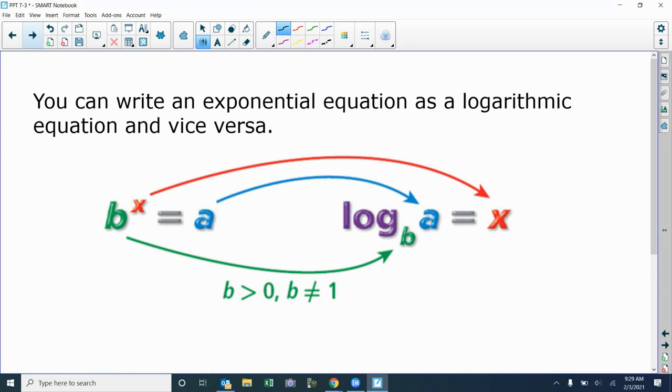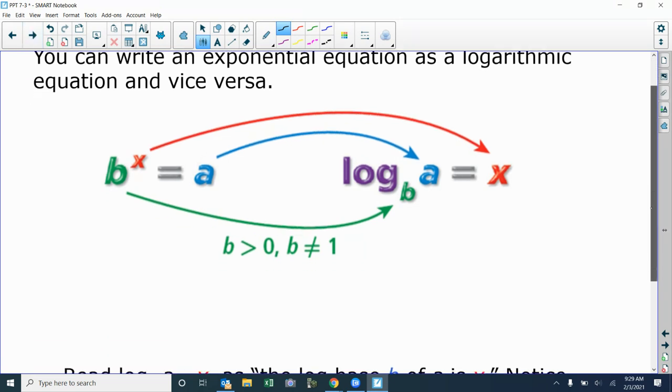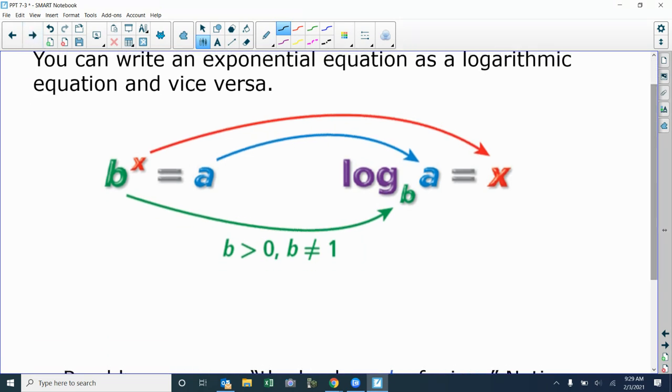Here is your exponential form, and we're going to be able to write it back in log form. Give me a second to let you look that over. I color coordinated it a little bit. Actually, I cut and pasted that from somewhere else, to be honest with you.